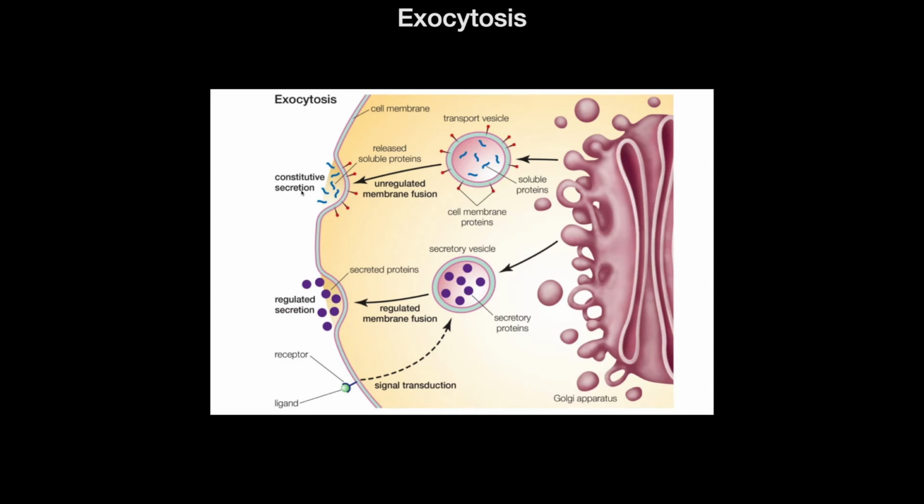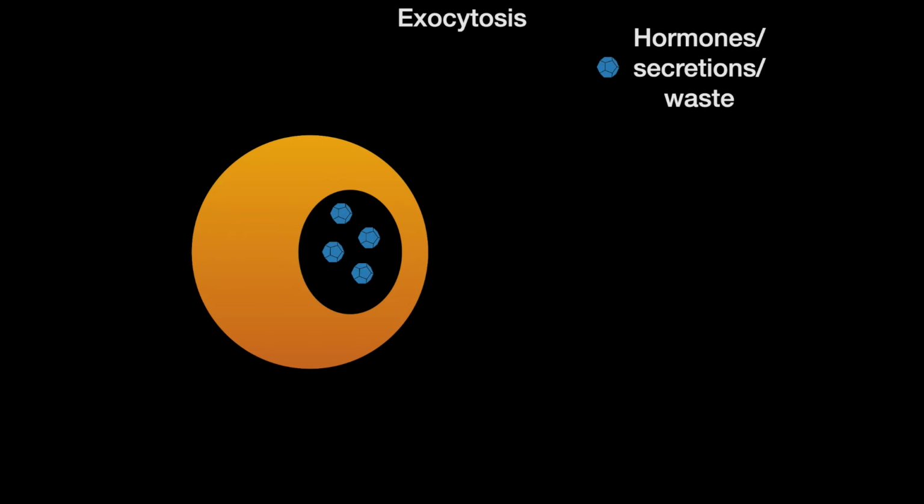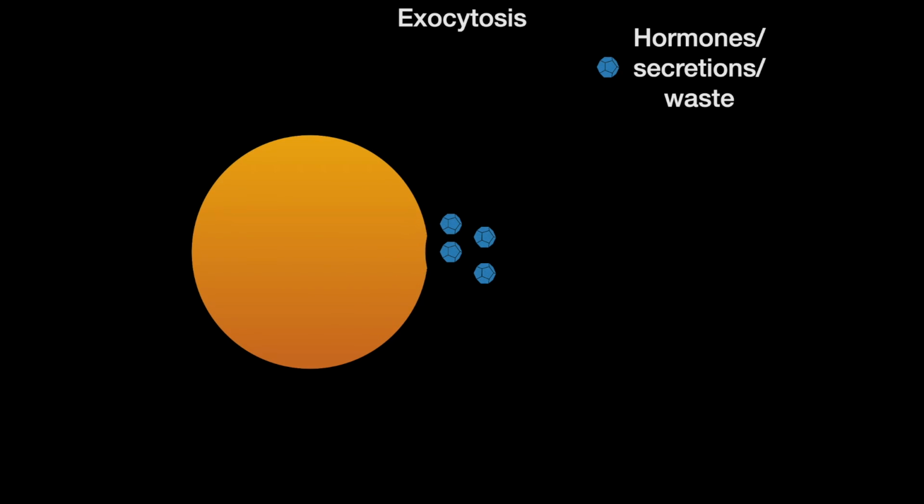And again, we have a short little animation here. So we have our yellow cell. Inside that yellow cell, we have a vesicle, which is full of, you could say, hormones or different secretions, or this could be waste material. And what's going to happen is that vesicle will move towards the outside of the cell. That vesicle will fuse with the cell membrane, and it will release its contents into the environment. As it does this, it will reform the membrane, and we have now seen what exocytosis looks like.